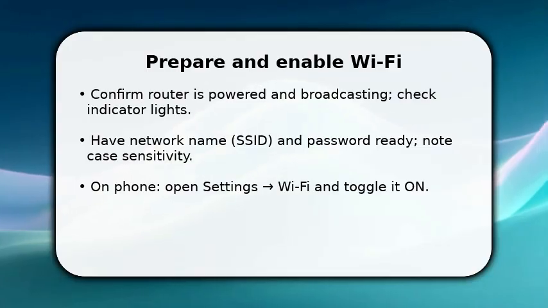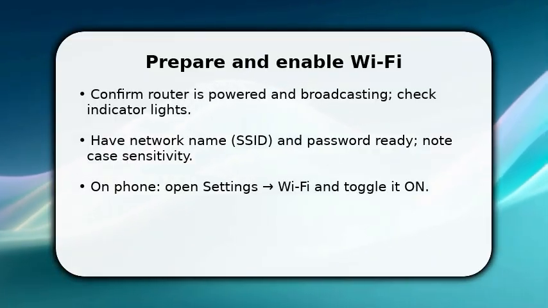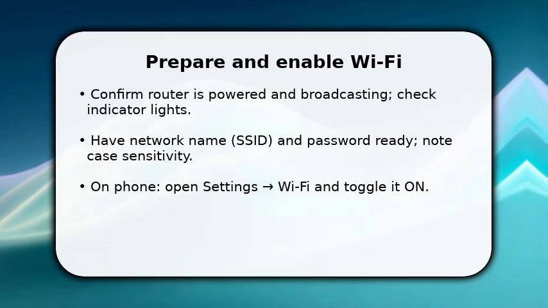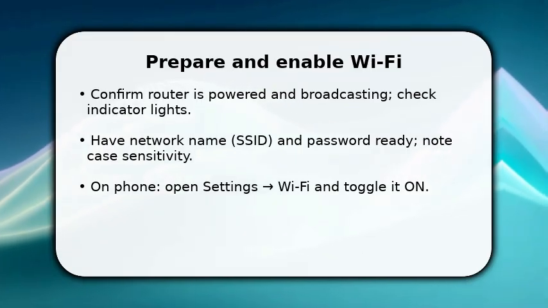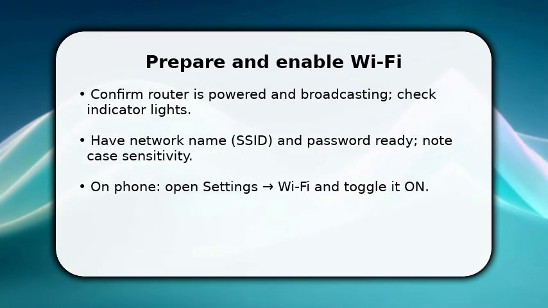You need the basics before you connect: a working router and the correct SSID and password. Start by opening Settings and turning Wi-Fi on. This makes networks visible. Make sure location services are enabled if your phone hides networks for privacy.